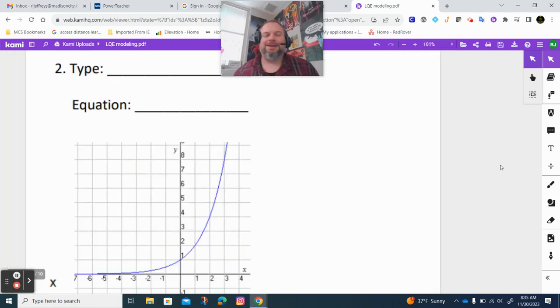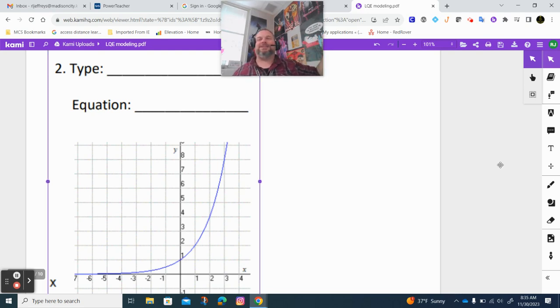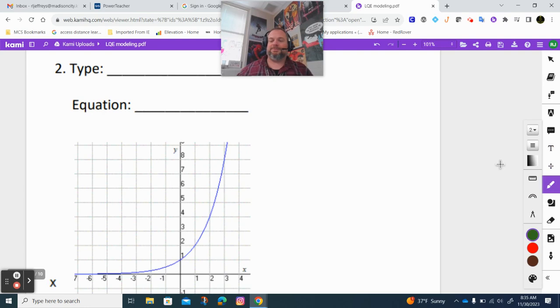Now, think about it like this. It doesn't make a straight line. It doesn't make a U. So straight line is linear. Yeah, this is an exponential.